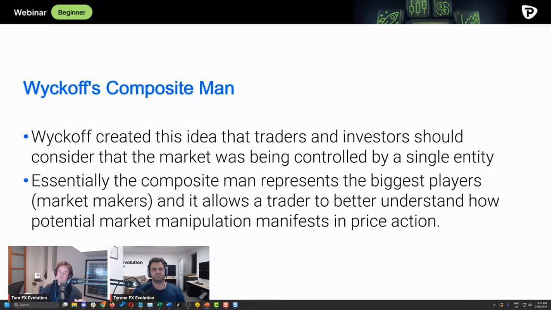What Wyckoff said, and this helps us better interpret the market, is let's just consider the market as the composite man. It is a full-on device to aggravate us, to push us to our very limits psychologically, and to often test us. Because it does all of these things, we have to be on the lookout for when it might have got us.